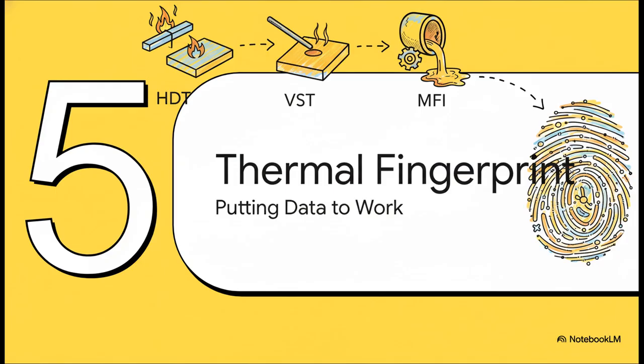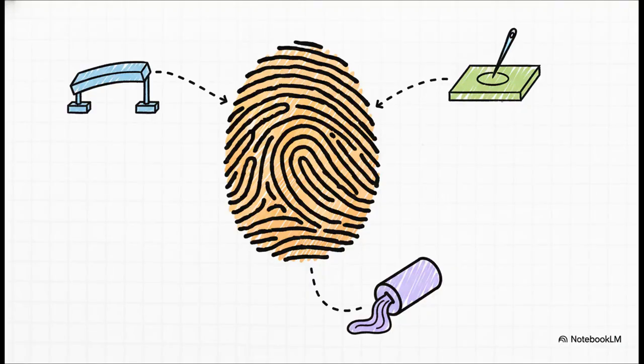Okay, so we've done our 3 tests. We've got an HDT value, a VST value, and an MFI value. So what do these numbers tell us when we put them all together? Well, they give us a unique profile of the material, its fingerprint. Together, these results create that thermal fingerprint for a specific plastic. The HDT tells you its structural limit under heat, the VST tells you its surface softening point, and the MFI tells you exactly how it's going to behave in the molding machine. With this fingerprint, you have an incredibly powerful snapshot of its total performance.